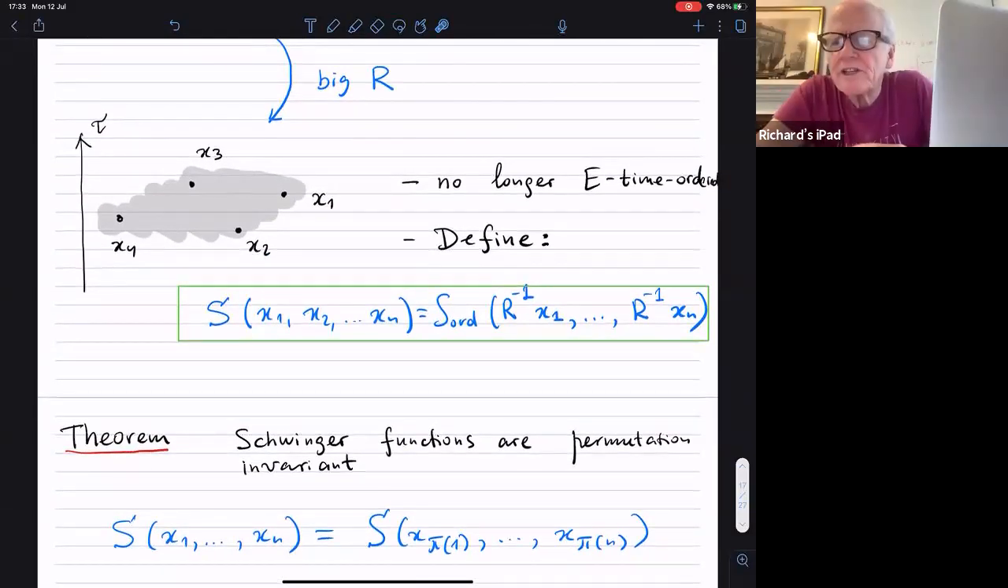Slava, does something special happen when the separation in tau is zero?